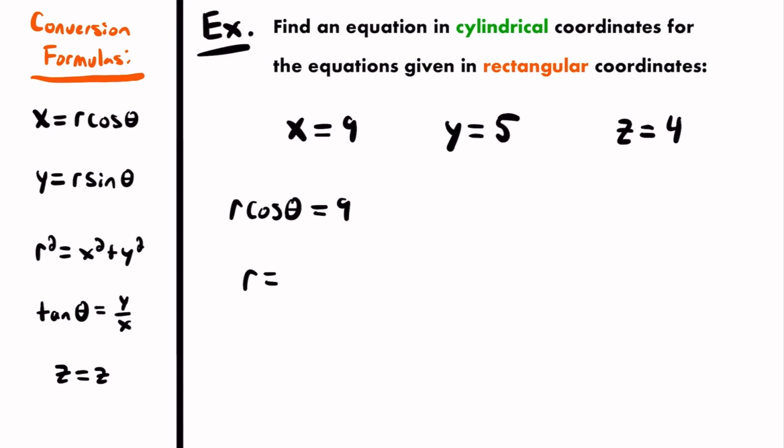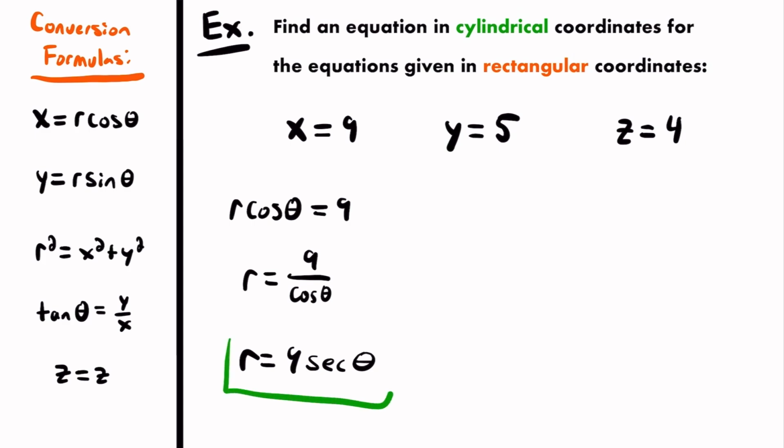So we'll have r equals 9 divided by cosine theta. And then we know that 1 divided by cosine theta is secant theta. So r is equal to 9 times secant theta. Okay? So that's our first cylindrical equation. That corresponds to x equals 9.